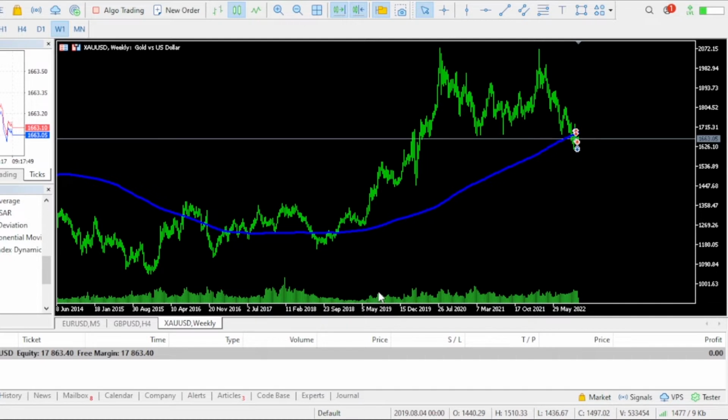So today I'm on the gold charts on the weekly time frame. Today is 26th of October 2022, and the time is 7:17 a.m. So let's see what we can find.